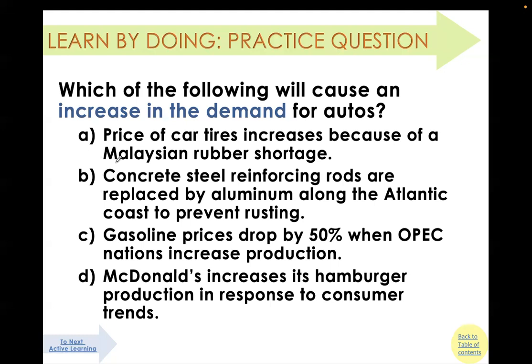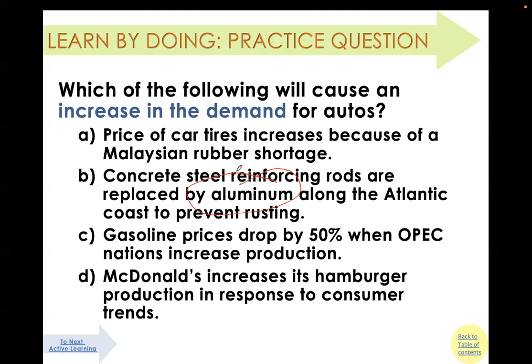Now, second one: concrete steel reinforcement rods are replaced by aluminum along the Atlantic coast to prevent rusting. How is that related to cars? The keyword here is aluminum. How is aluminum related to cars? You need aluminum to make cars in modern times, because it's very light, very durable. But first of all, what would happen to the price of aluminum? It goes up, right? Because the demand goes up from another sector. If it goes up, then cars become more expensive, and the demand is going to dampen, right? So B is not correct.